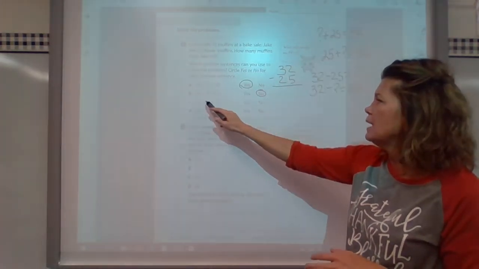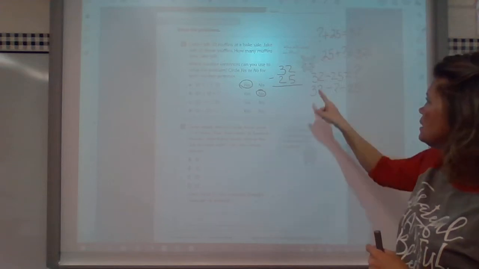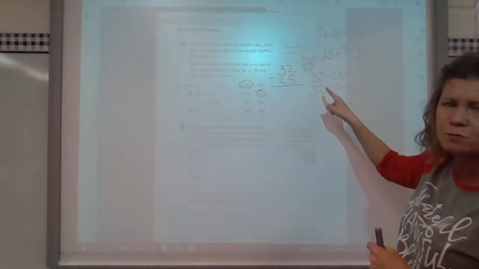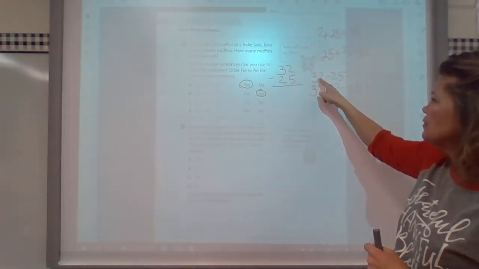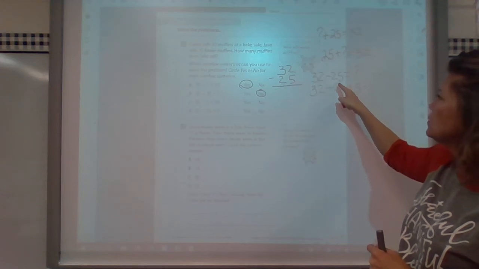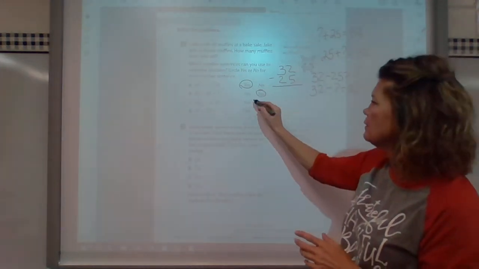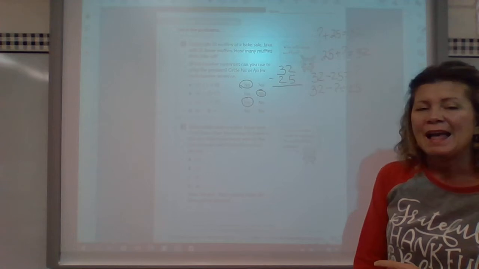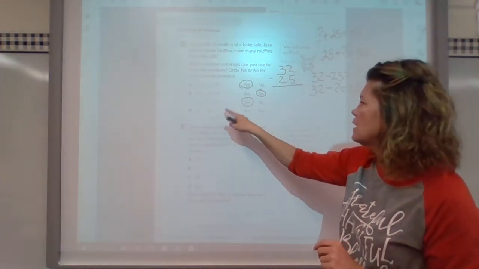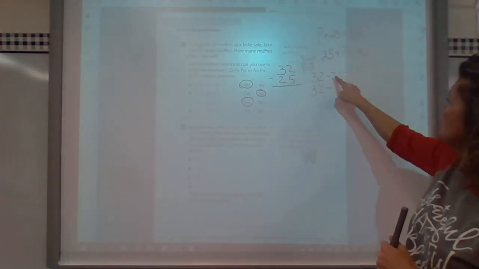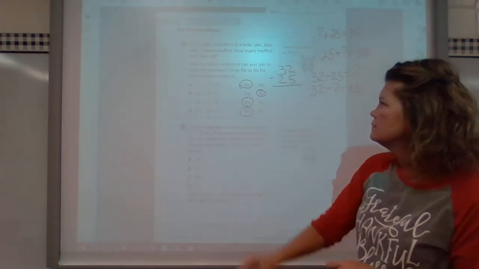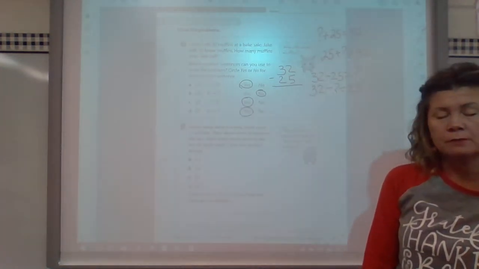Next, we have 32 minus something equals 25. Well, I'm going to come down here to my minus sentences, my subtraction sentences. And I've got 32 minus question mark is 25. I think that one's going to work. Yep. And then finally, I have 32 minus 25 equals something. And I have that number sentence as well. Okay, so those work.